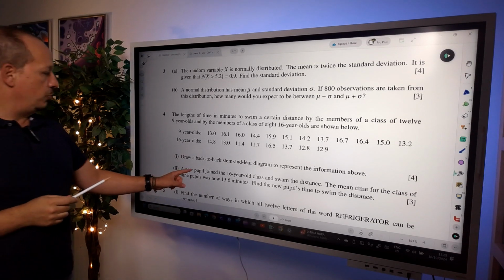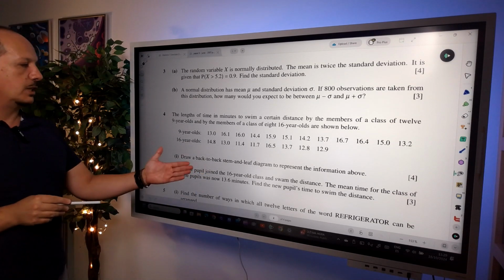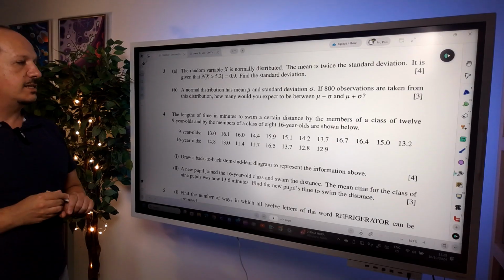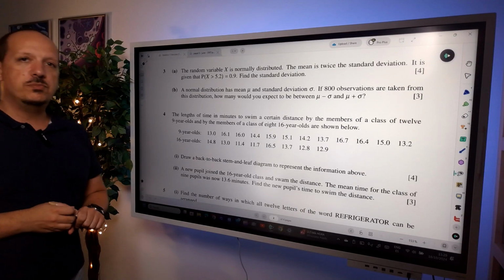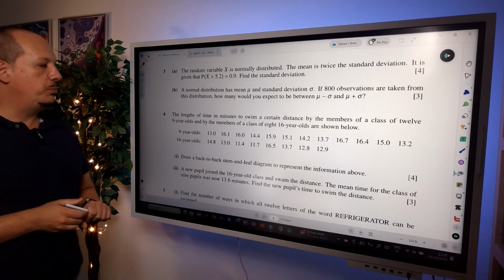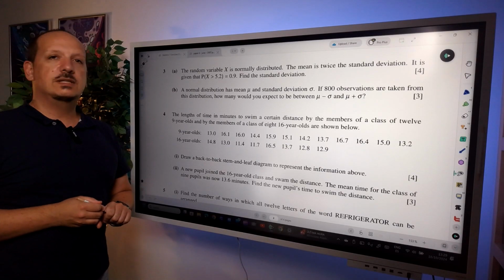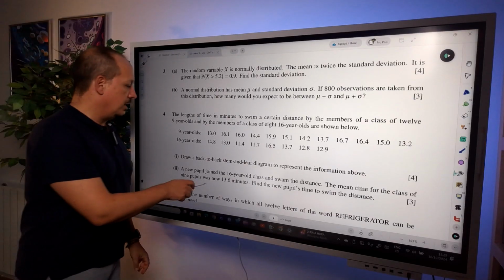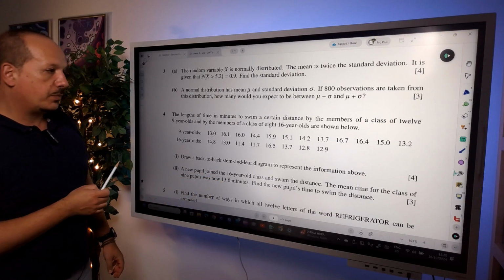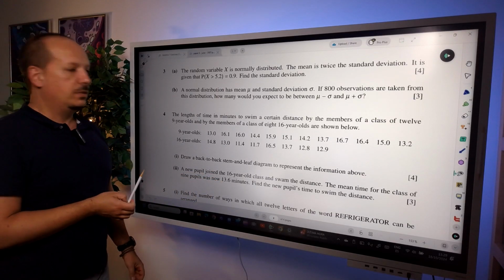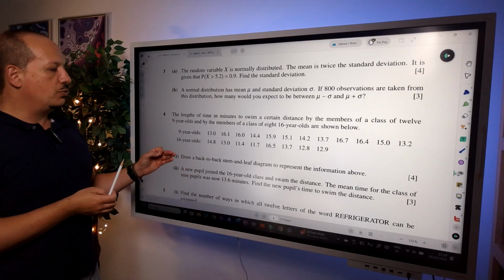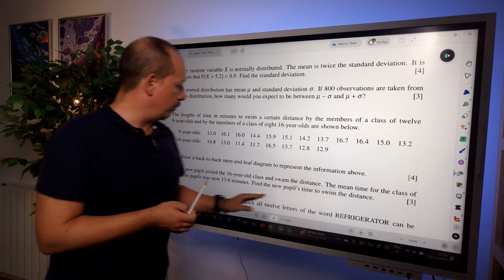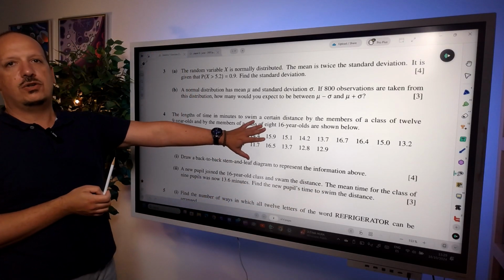Next question was, a new pupil joined the 16-year-old class and swam the distance. The mean time for the class of 9 pupils was now 13.6 minutes. Find the new pupil's time to swim the distance. So you are given here a new mean time, but you haven't calculated any previous mean. You need to get the pupil's new time with this information and the information that you have there.